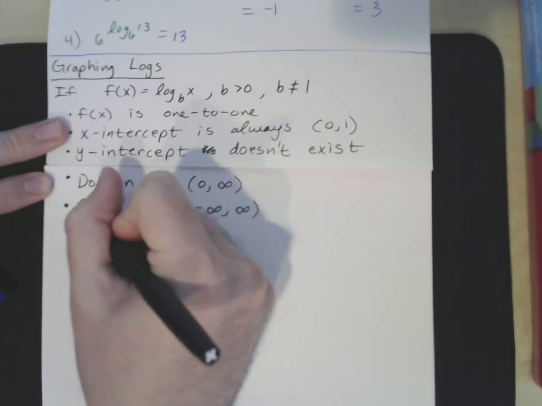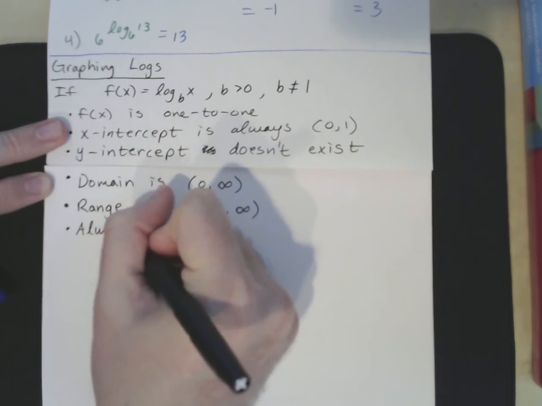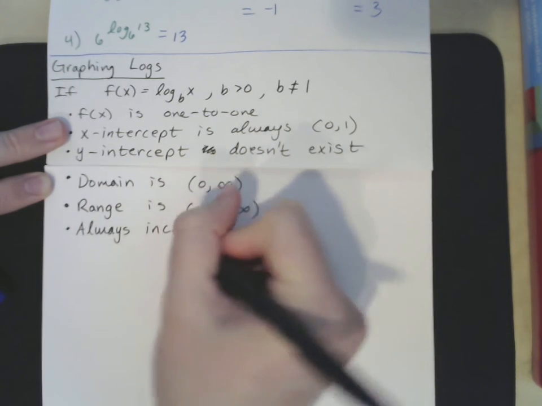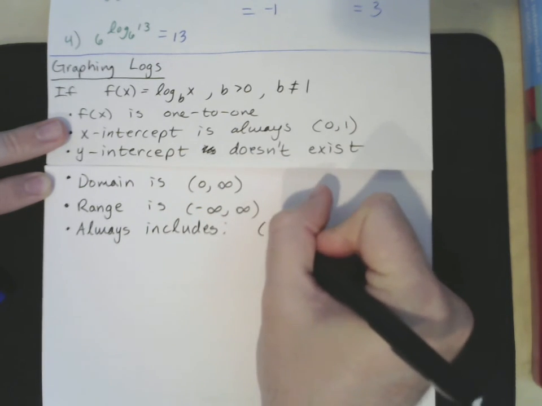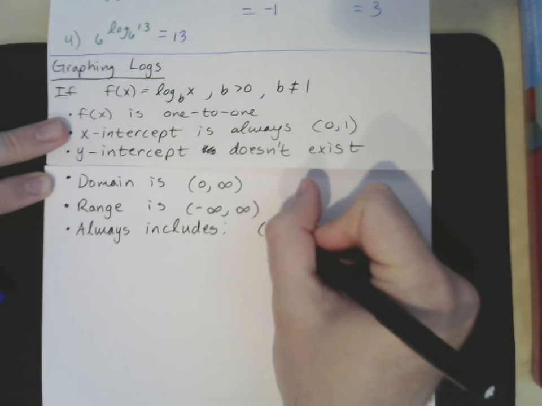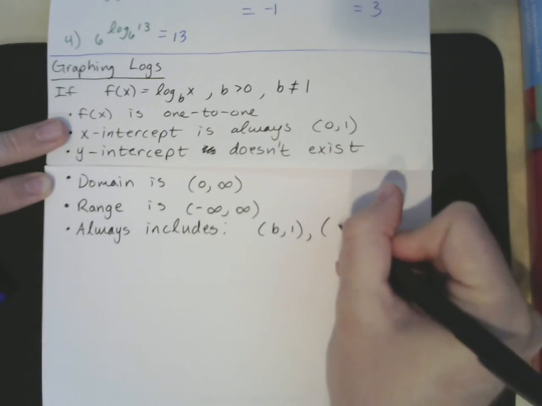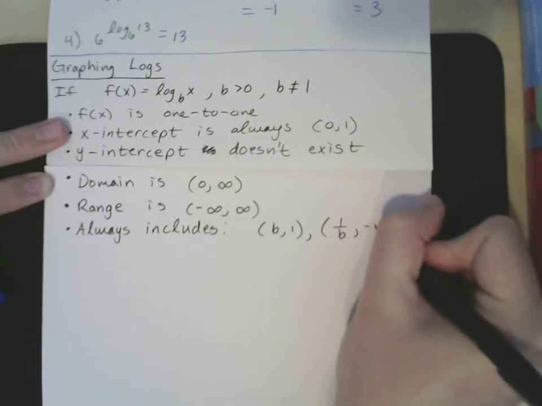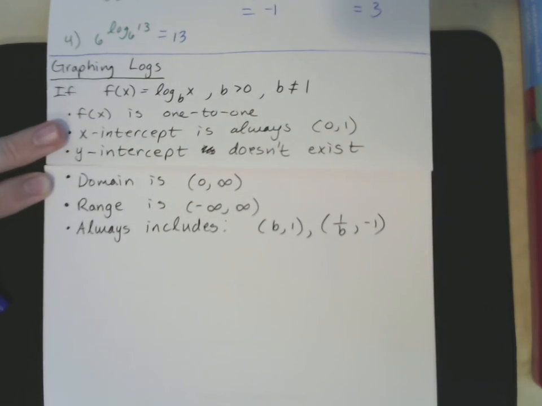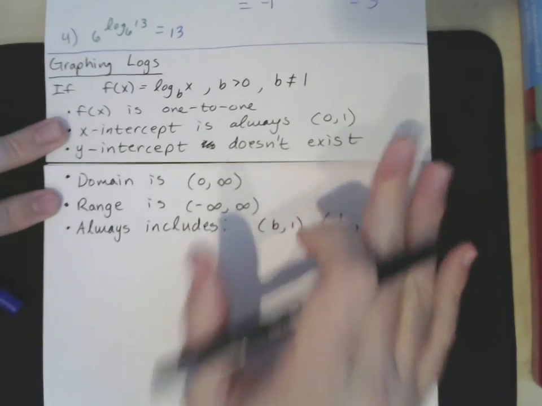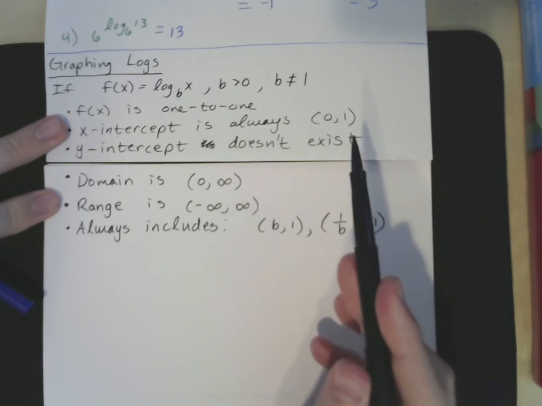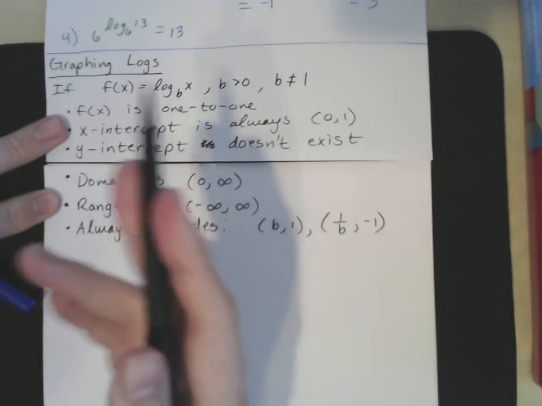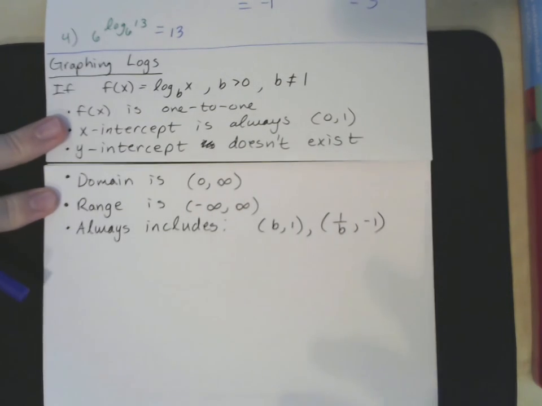And this always includes the points (b, 1) and (1 over b, negative 1). So just like with the exponentials, we have 3 points that we always have, and if we remember these 3 points, no matter what our base is, we can graph a logarithm.